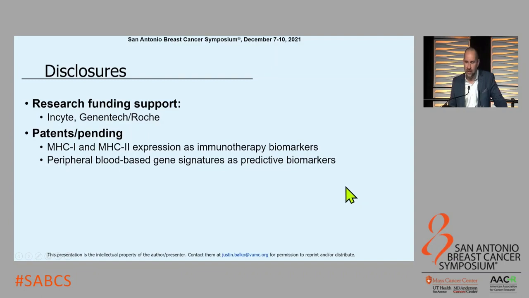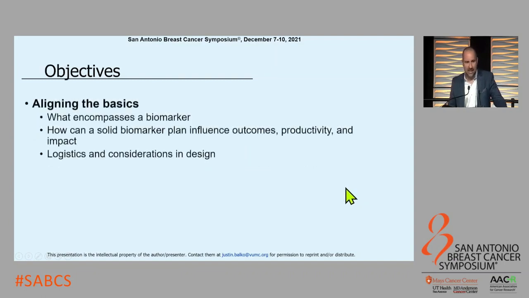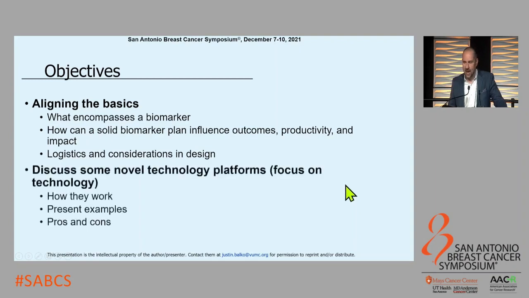Our objectives today are really to start simply and just align the basics of what encompasses a biomarker, how a solid or intact biomarker plan can influence the outcomes, the productivity, and the impact of a clinical trial, and then some logistics and considerations in design. And then we'll move on to briefly review some of the novel technology platforms, in particular those that I think are more amenable to small phase and to some larger phase clinical trials, rather than going extremely deeply into emerging technologies. We'll talk a little bit about how they work and present some examples and some of the pros and cons of using each one.